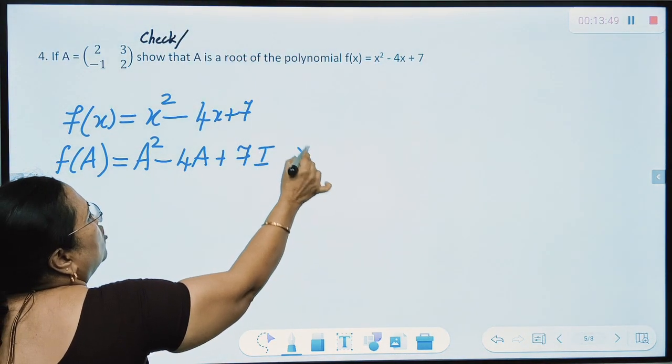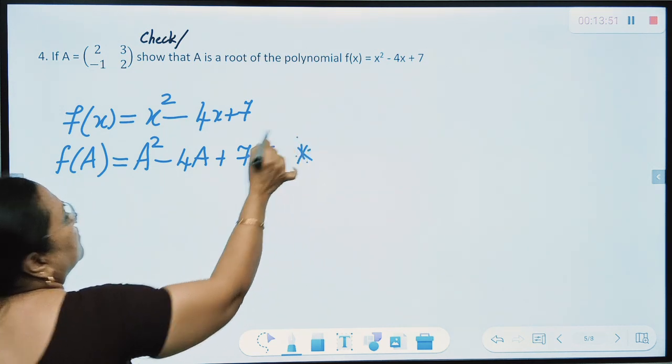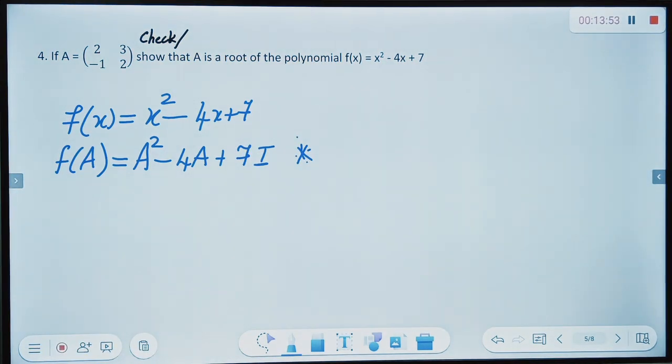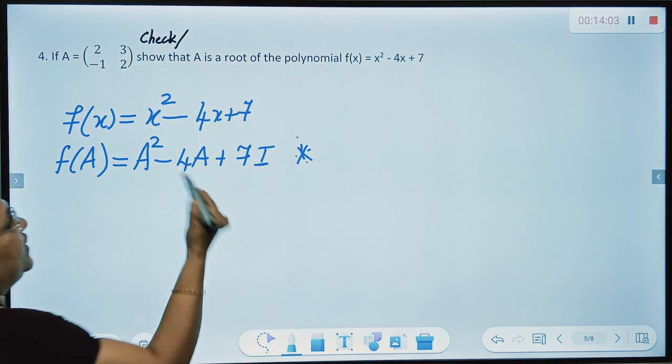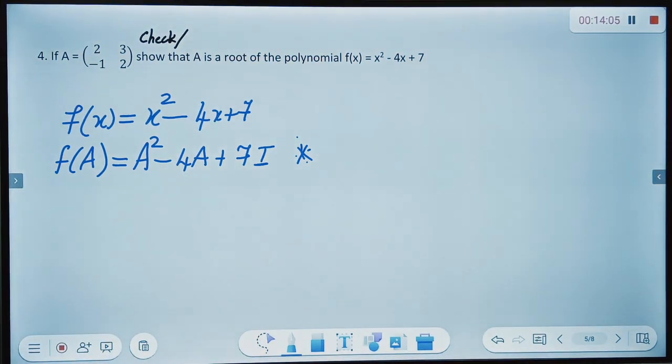So this is the most important step. When you say 7, it means 7I. 7 multiplied with the identity matrix of order 2. Okay. Now we have to calculate this and check whether it is equal to 0. If it is equal to 0, then we say the matrix A is a root of the polynomial. Right? Now let us check.